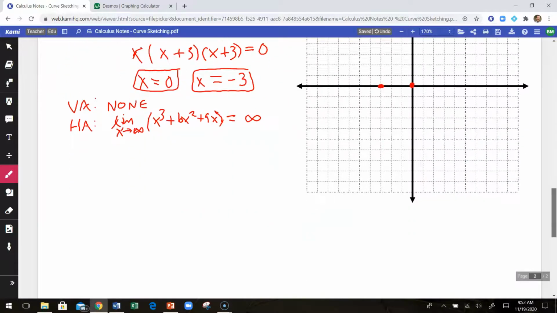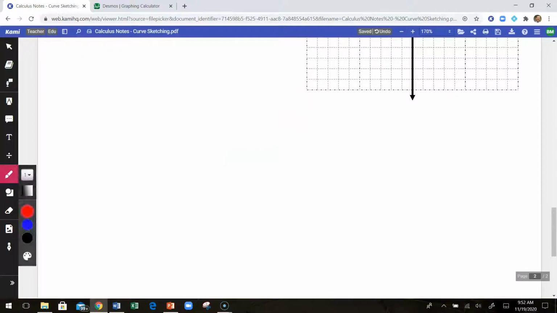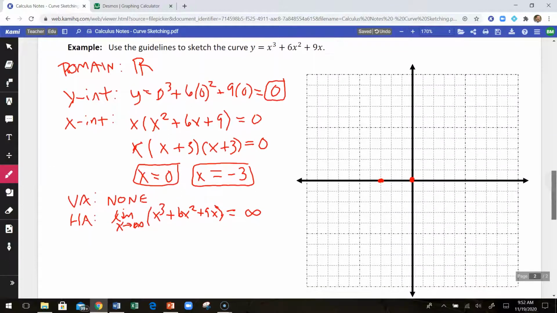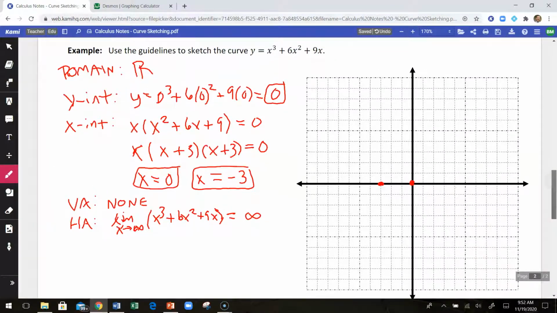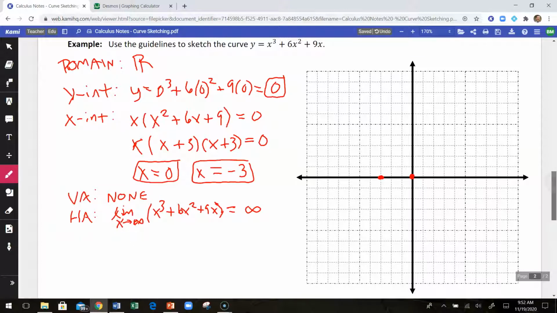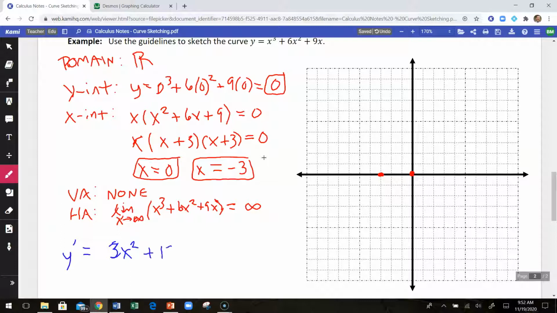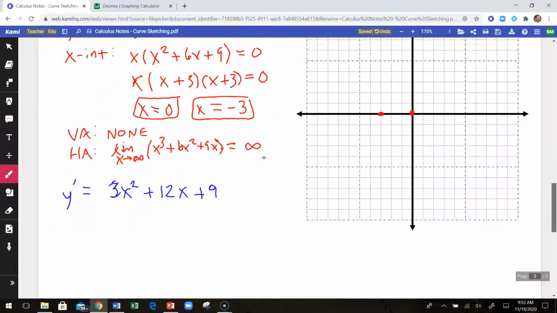Okay, I'm going to move on to the first derivative, right? So the first derivative is going to tell us stuff about intervals of increase and decrease and a possible local maximum or possible local minimum. So we're going to find the first derivative. Y prime is going to equal 3x squared plus 12x plus 9.